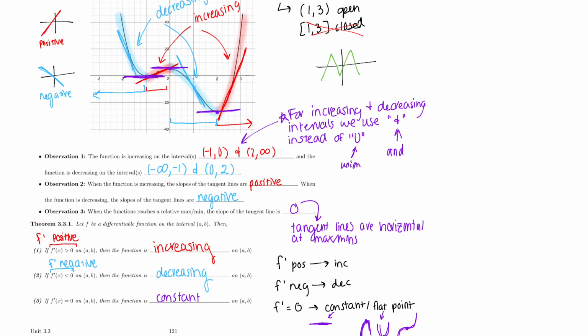If f prime is positive, your original function is increasing. If f prime is negative, your original function is decreasing. If f prime is equal to 0 at just a point, then you have one of these flat areas. But if it's equal to 0 on an interval, that would just mean the function is constant on that interval.